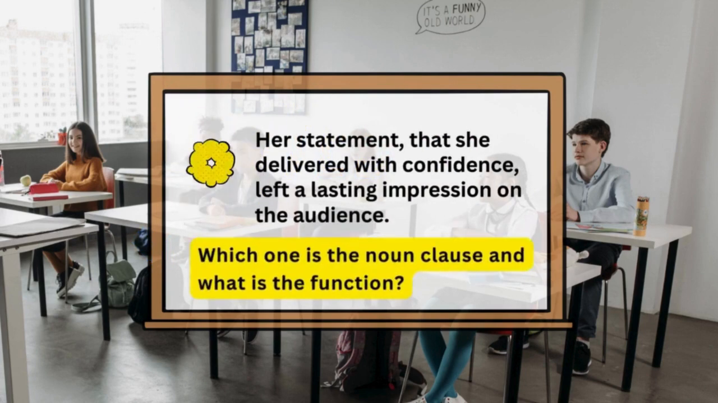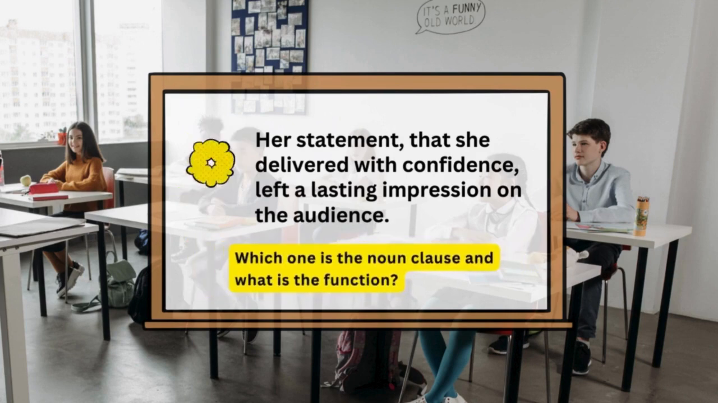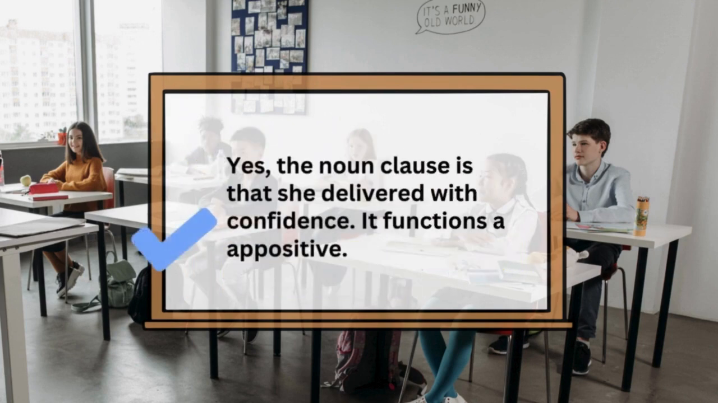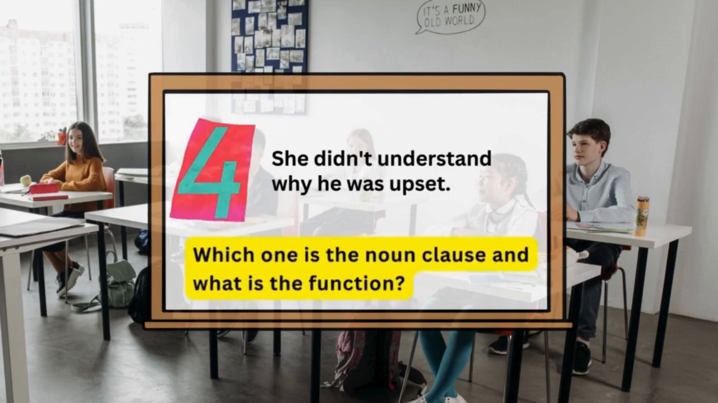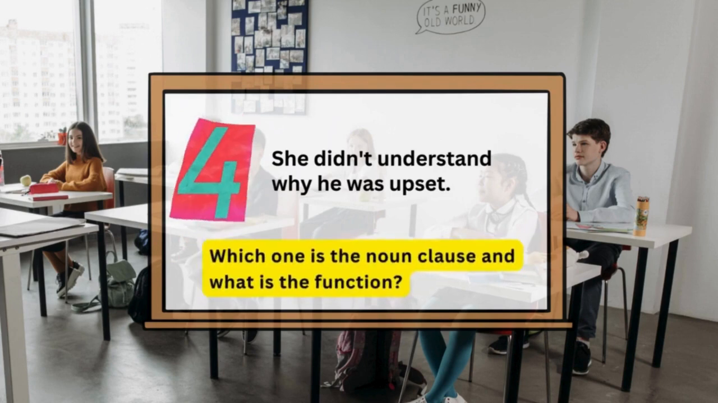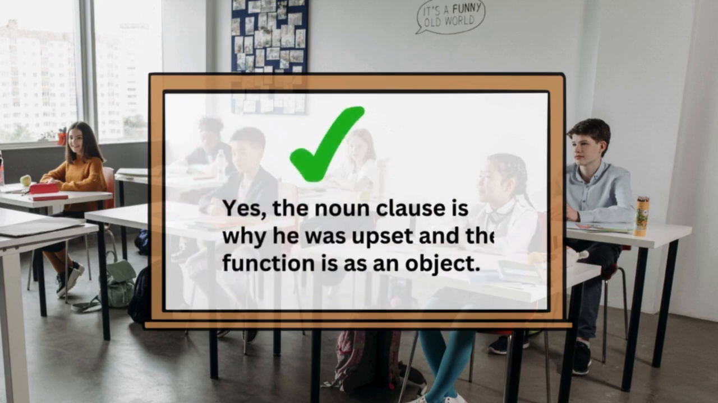Number 3, her statement that she delivered with confidence left a lasting impression on the audience. Which one is the noun clause and what is the function? Yes, the noun clause is that she delivered with confidence, and it functions as an appositive. Number 4, she didn't understand why he was upset. Which one is the noun clause and what is the function? Yes, the noun clause is why he was upset and the function is an object.